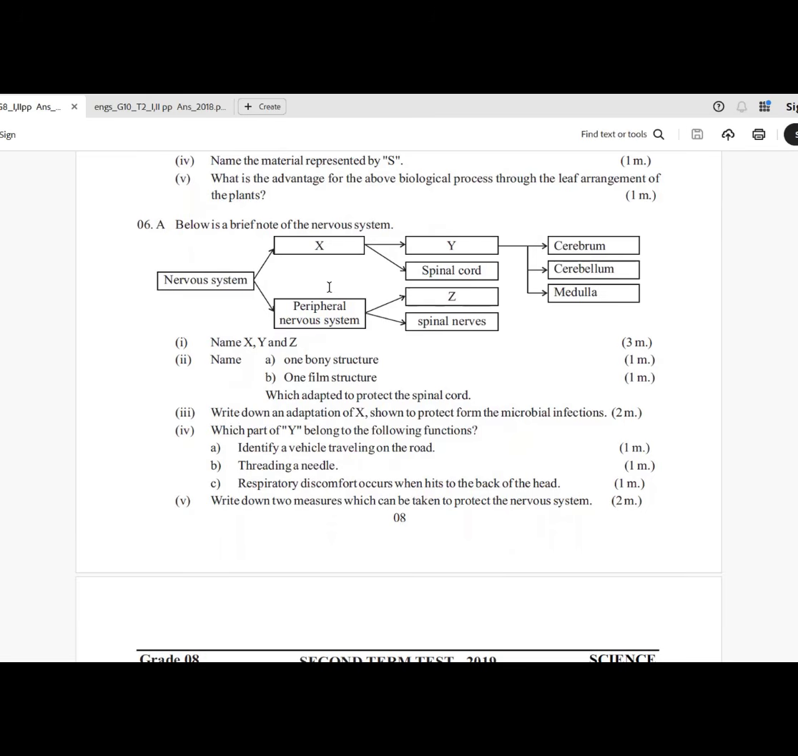Question number 6, A part. Below is a brief note of the nervous system. Name X, Y and Z. X. Central nervous system. Y. Brain. Z. Cranial nerves.